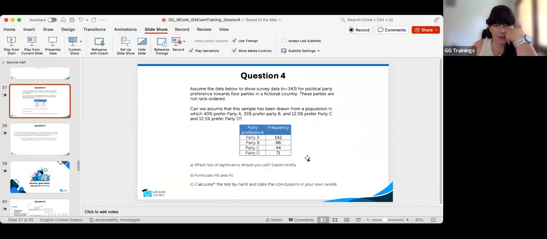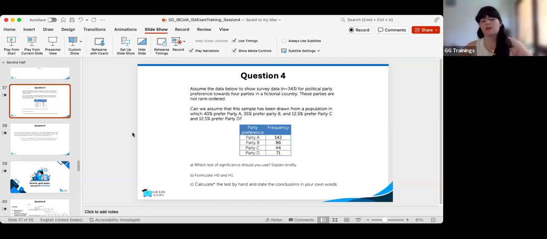Your H0 would be that 40% prefer party A, 35% prefer party B, and so on. Your H1 is that it's not true that 40% prefer party A, and so on. So don't fall into the trap of thinking that H0 is always "there is no" or "it is not the case," like a negative. It really does depend on the test.